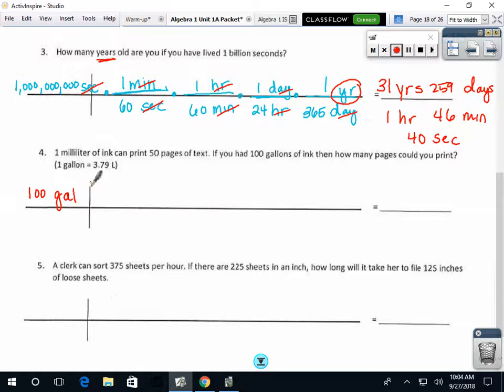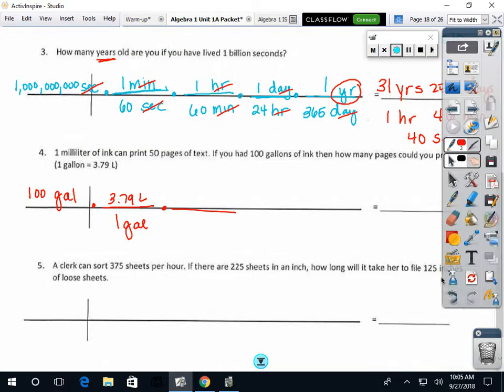Okay, but we know that the ink prints 50 pages for every milliliter. So don't we kind of need to turn this into milliliters instead of gallons? Well, the first thing we have to do is take it from gallons to liters, because that's the information they gave us. 1 gallon is 3.79 liters. But remember, our goal is to get the gallons to milliliters. So now we need to turn liters into milliliters. And how do we do that?